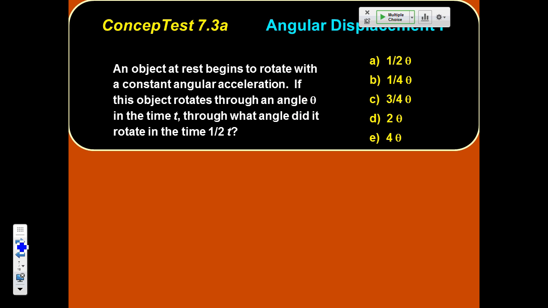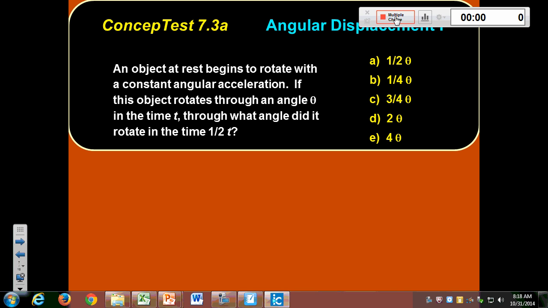Okay. An object begins to rotate with a constant angular acceleration. If this object rotates through an angle theta in the time t, through what angle did it rotate in the time 1/2 t? So it rotates through theta in time t. What angle does it rotate through in half t? So how is theta related to t? Is it linear? Is it quadratic? Is it square root? What is it?